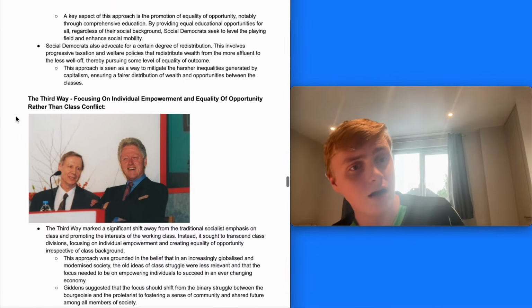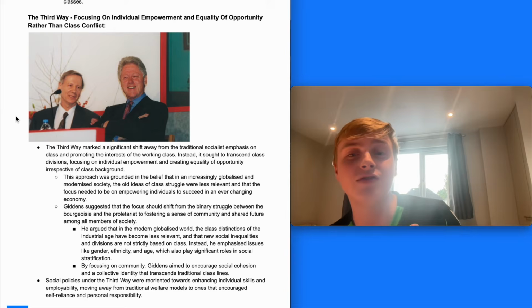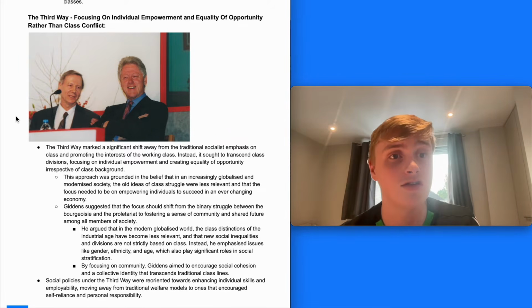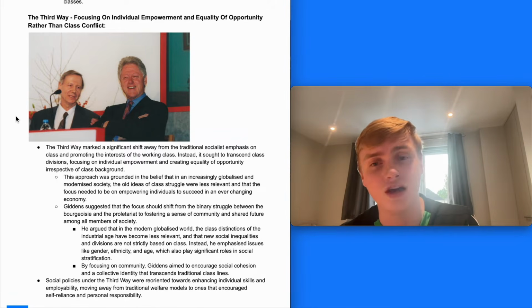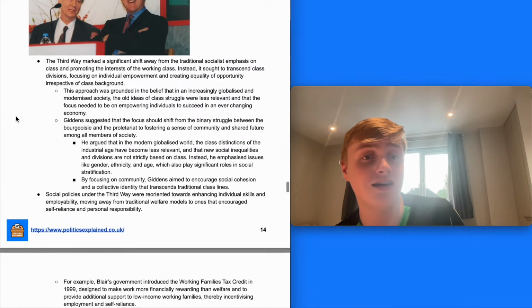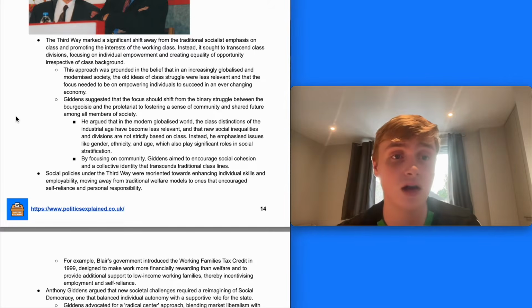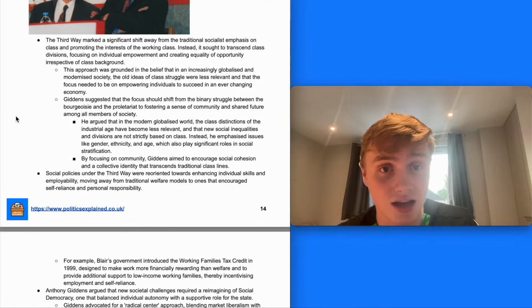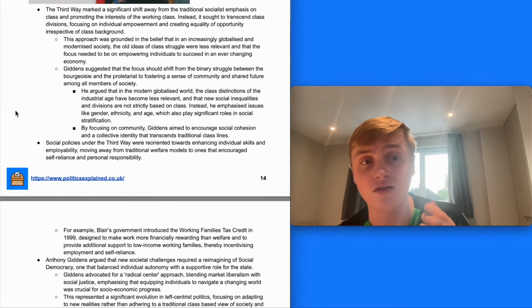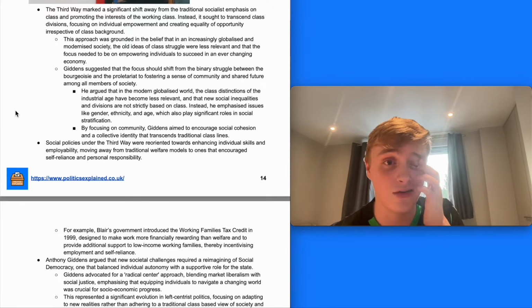The third way moves even further away from this binary view of class oppression held by revolutionary socialists, and focuses instead on individual empowerment and equality of opportunity rather than class conflict. So they shift significantly away from the traditional socialist emphasis on class and promoting the interests of the working class, instead seeking to transcend class divisions and focusing on the individual and individual empowerment and creation of opportunity and equality of opportunity irrespective of class background.